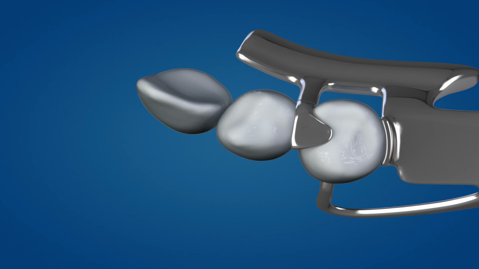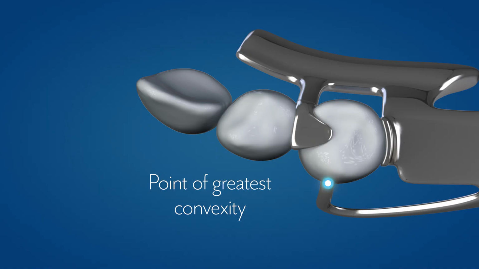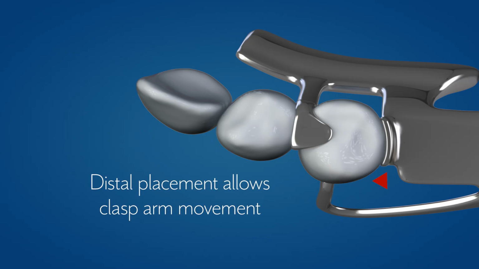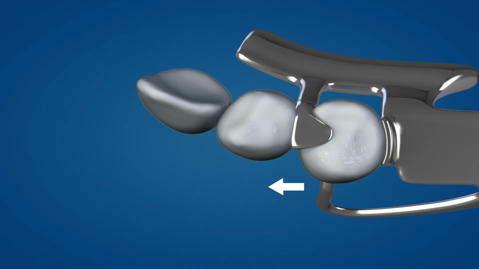In addition to the previous considerations, we must ensure that the retentive terminus is located at or mesial to the greatest convexity or greatest prominence of the abutment. If the retentive arm were placed distal to the greatest prominence, the clasp arm would move into tooth structure rather than releasing into space.